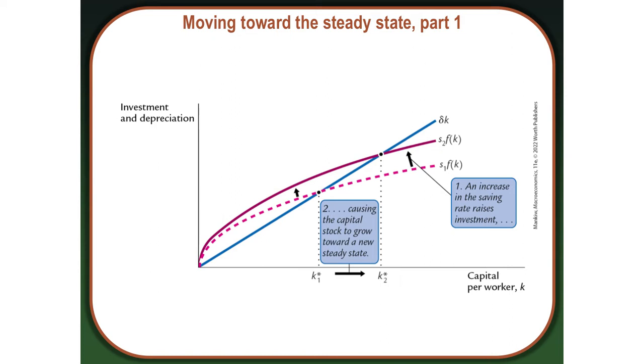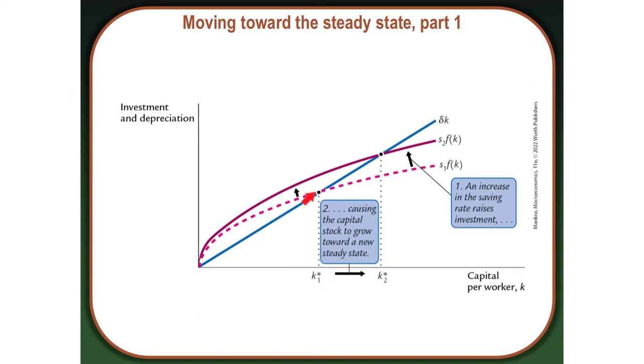So in this slide here, we're examining what happens when the savings rate goes up, okay? So imagine that we start at S1 times F of K for our investment function, and delta K here, the blue line, is not changing, so we just have one of those. Initially, we are at this point here, the intersection of the first investment function and the depreciation function. So this is our initial steady state value of capital, K1 star.